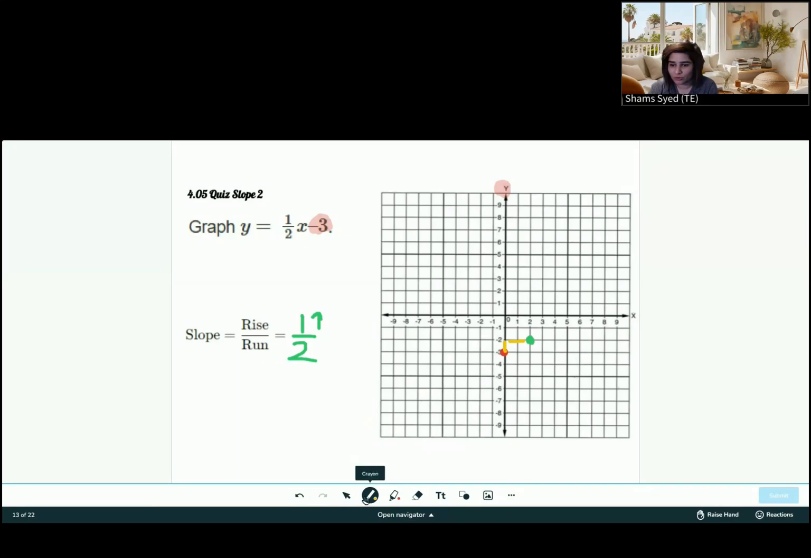If you want a lot more dots, go for them. Always go up 1 over 2, up 1 over 2. Same from here: down 1 over 2, down 1 over 2, and so forth. Notice it is creating a very straight line because my key points are the red and the green dot that guide the other dots. Okay, and connect them. Here is your graph for y equals half x minus 3.